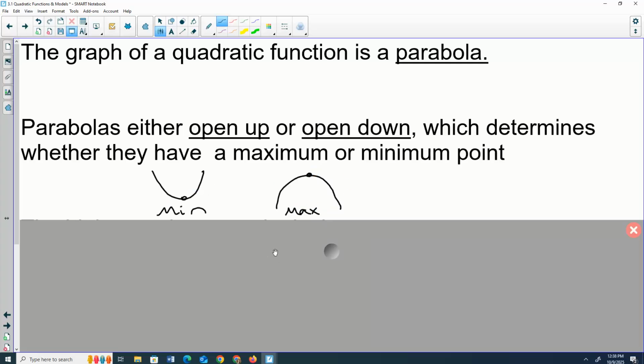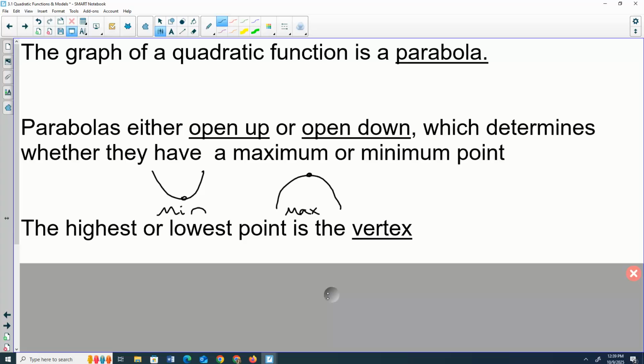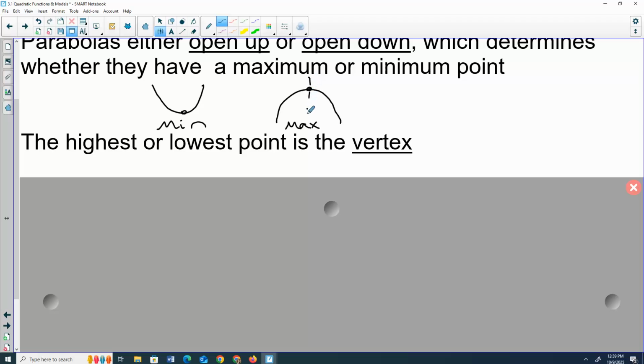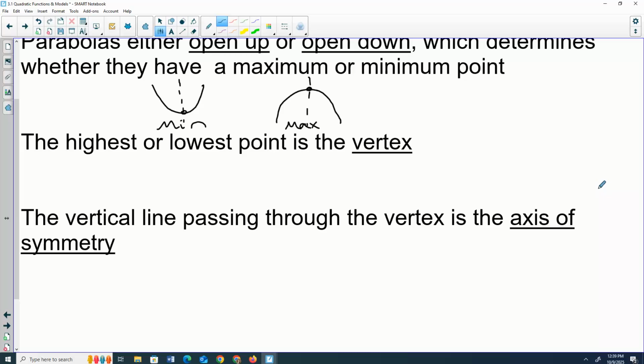What's the name of that max or min point? What's the word for that point? The highest or lowest point is called your vertex. Parabolas are symmetric, they're the same on both sides. Do you know the name of that magical line that would go down the middle? It's just talking about a line of symmetry. It's the same on both sides. So the vertical line that would cut it in half is called an axis of symmetry. So a lot of times when you graph these, you would have to draw in your axis of symmetry, and then you knew your points were symmetric on both sides.